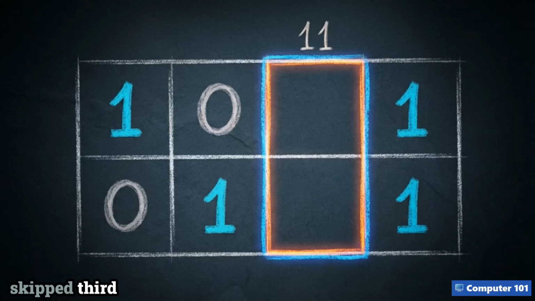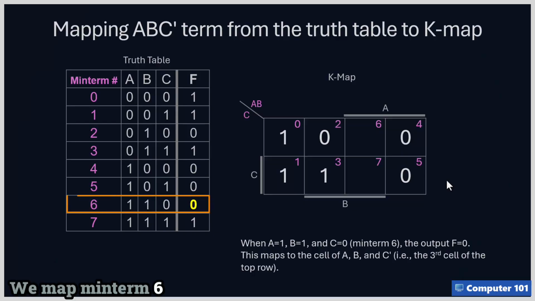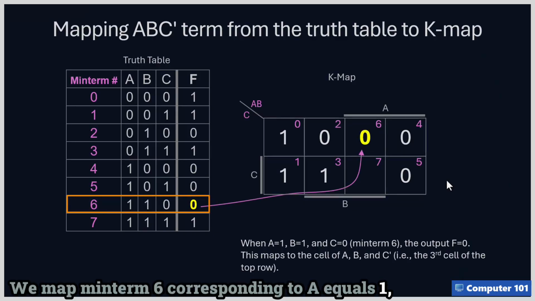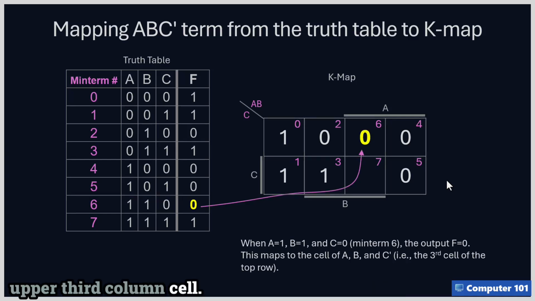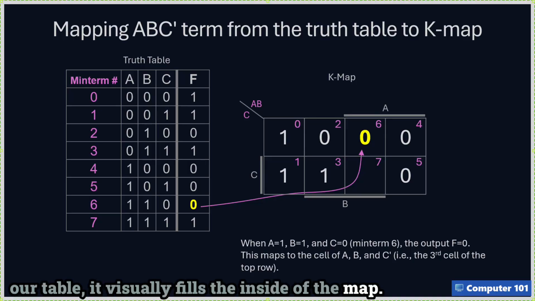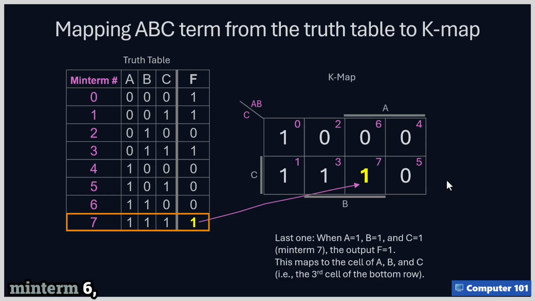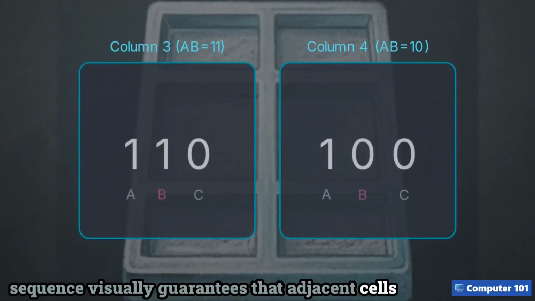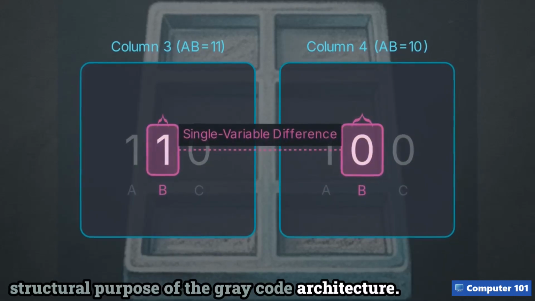Now we return to the skipped third column to map the final remaining combinations, where both A equals 1 and B equals 1. We map minterm 6, corresponding to A equals 1, B equals 1, and C equals 0, to its rightful place in the upper third column cell. While logically sequential in our table, it visually fills the inside of the map. We place the final row, minterm 7, directly beneath minterm 6 in the lower third column. Mapping out of sequence visually guarantees that adjacent cells only ever differ by a single variable, which is the entire structural purpose of the gray code architecture.